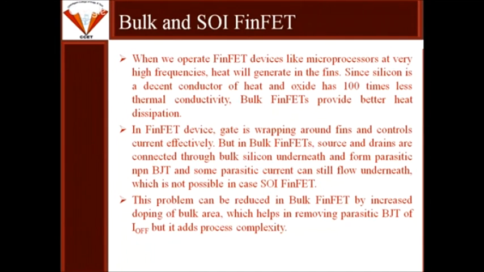In a FinFET device, the gate is wrapping all around the fins and controls current effectively. But in bulk FinFET, source and drain are connected through bulk silicon underneath and form a parasitic NPN BJT. Basically, this is a 3D scenario that you have to imagine: from the two sides, source and drain are there, and the fin is also there. So fin and source and drain are basically connected underneath with the same bulk. So they are going to form a parasitic element, a parasitic NPN BJT, and some parasitic current can also flow underneath, which is not possible in the case of SOI FinFET.